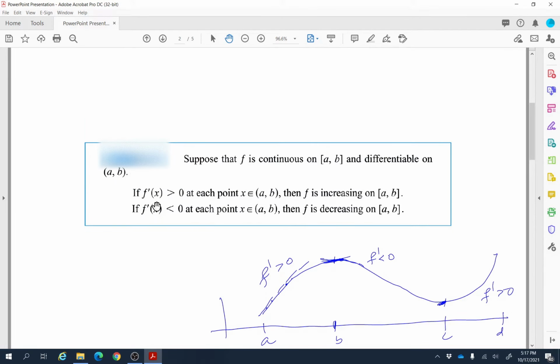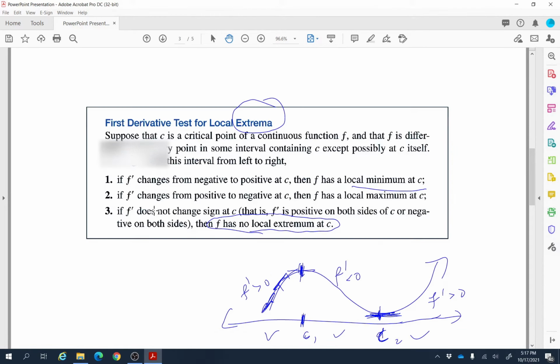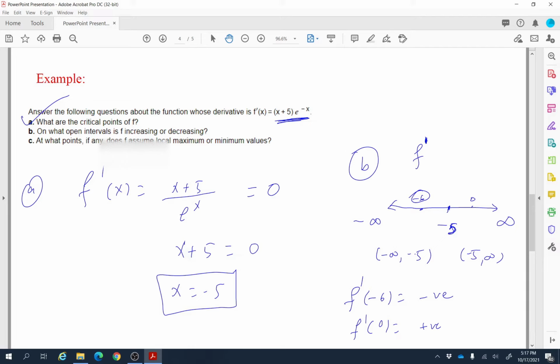using this statement, if the derivative is positive, the function is increasing. If the derivative is negative, the function is decreasing. So we can see that the derivative is negative on this interval, so the function is decreasing. The derivative is positive on this interval, so the function is increasing. So the answer to question B is, on the interval negative infinity to negative 5 the function is decreasing, and on the interval negative 5 to positive infinity the function is increasing. Okay, so that's the answer for part B.